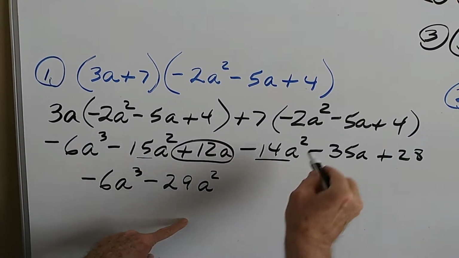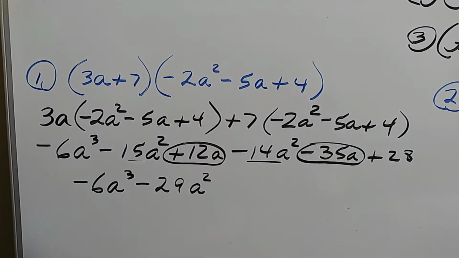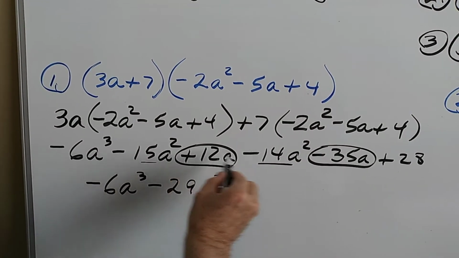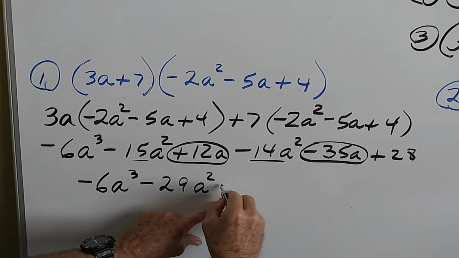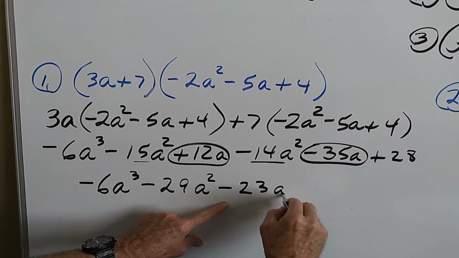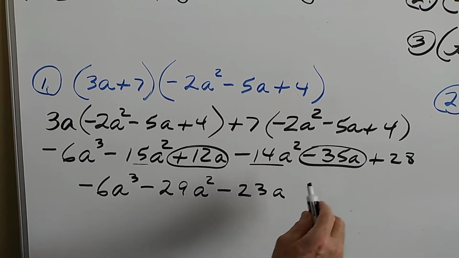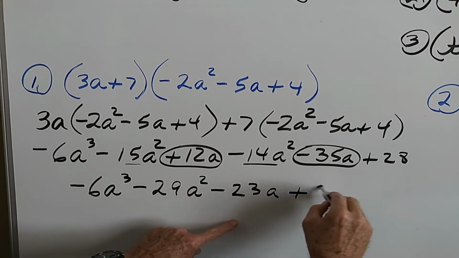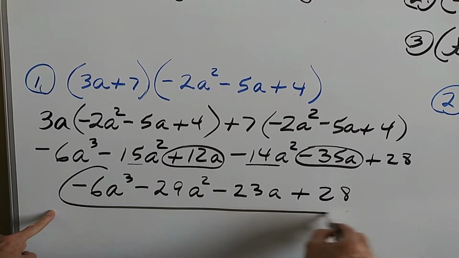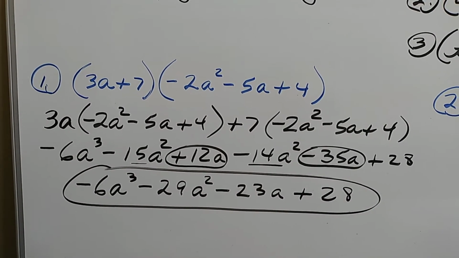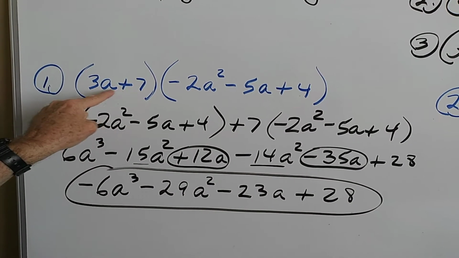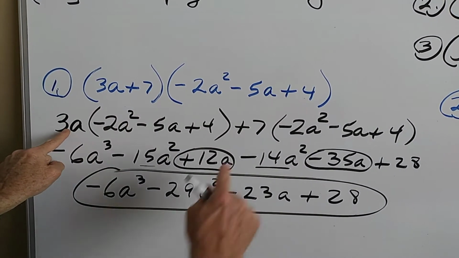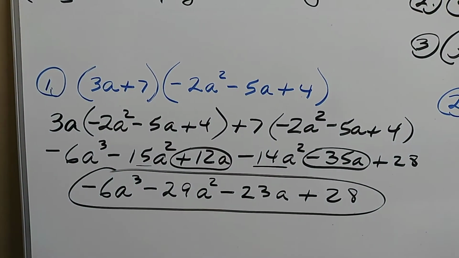Then we go to the a's. We've got a positive 12a. We have a negative 35a. Add the coefficients only. One is a positive, one is a negative. We'll have to really subtract, and we should get a negative 23a. And then bring down your constant term. There are no other constant terms. Bring down the 28. Done. And there's our product. Each term of this binomial factor is going to function as a distributor over that given trinomial.